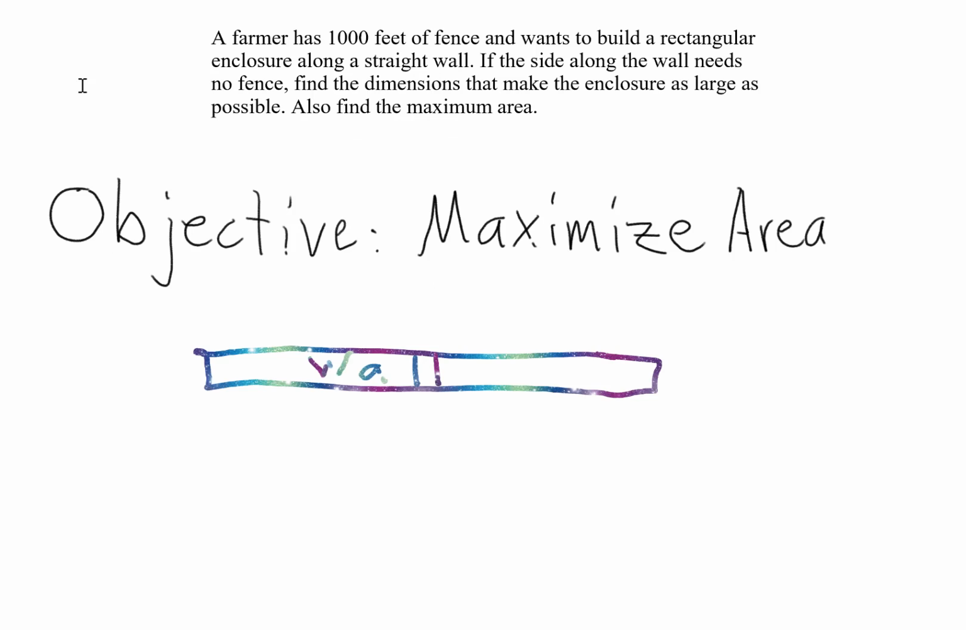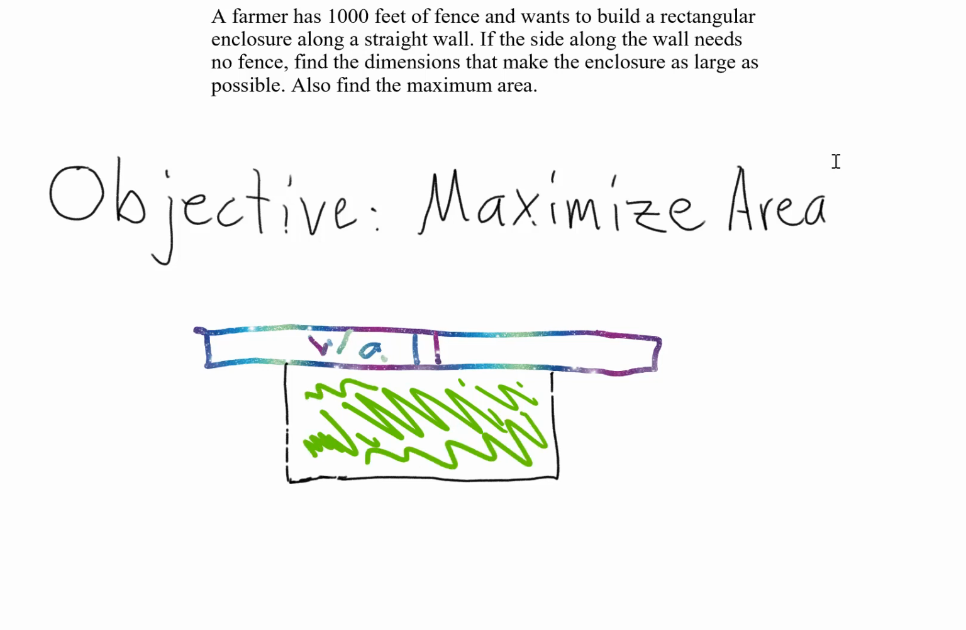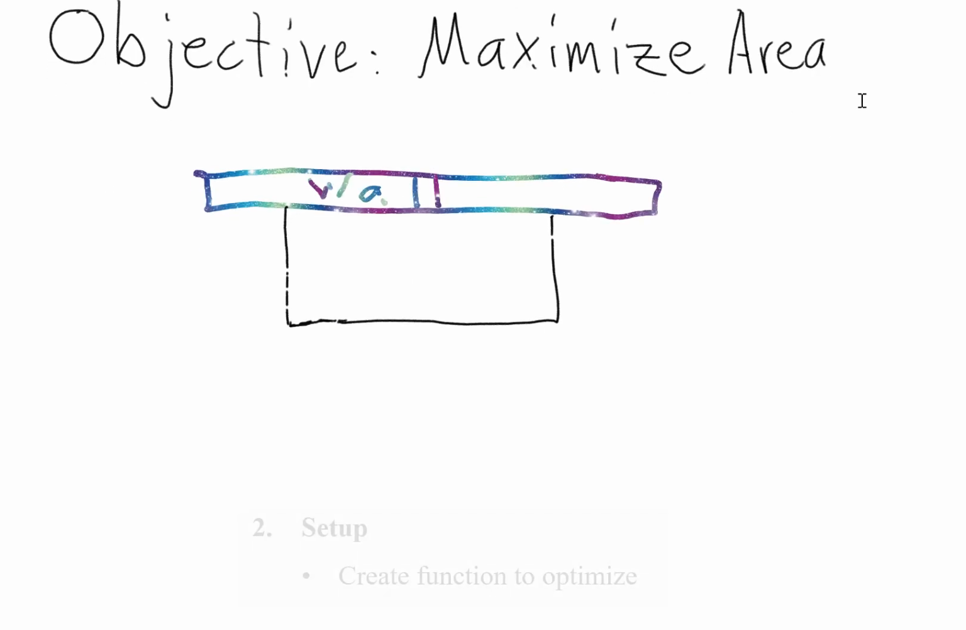I went ahead and drew in the straight wall. The side along this wall doesn't need any fence. So let's go ahead and draw out the enclosure. It's going to be a rectangle, so it'll look something like this. And again, that back piece against the wall doesn't need its own fence piece. The objective is to maximize the area, so we want to make this area inside the enclosure as large as possible. Let's move on to step 2.